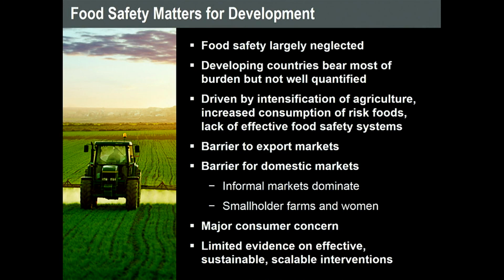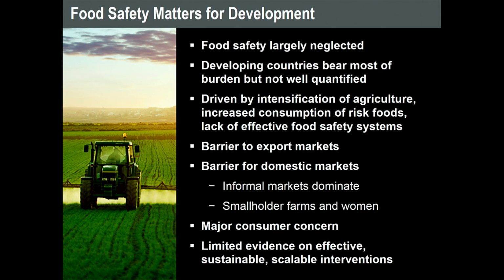Food safety is being driven by intensification of agriculture, increased consumption of high-risk foods, and lack of effective food safety systems, which we need to address. And of course, the lack of strong food safety systems leads to barriers to export markets and even barriers for domestic markets, particularly for smallholder farms and women, and informal markets tend to dominate in low and middle income countries. There is increasing concern among consumers in those countries about food safety.